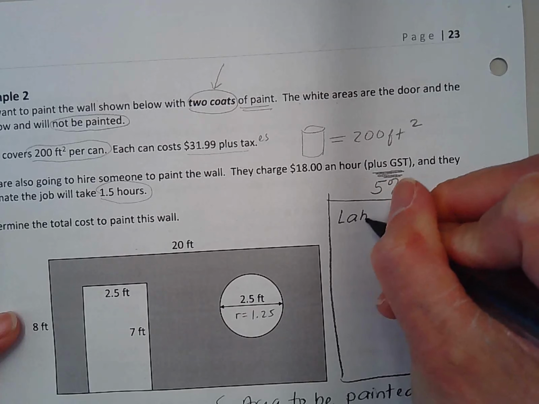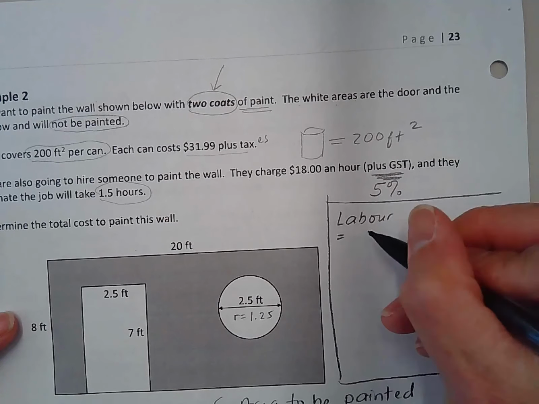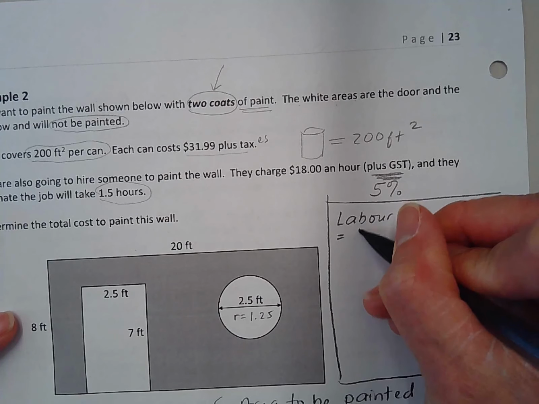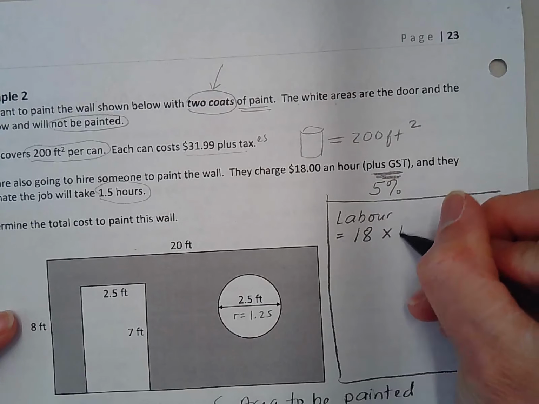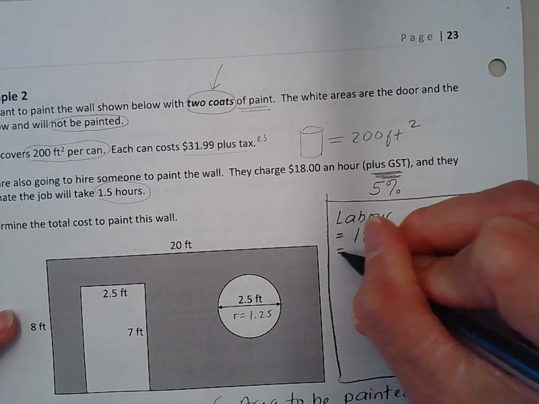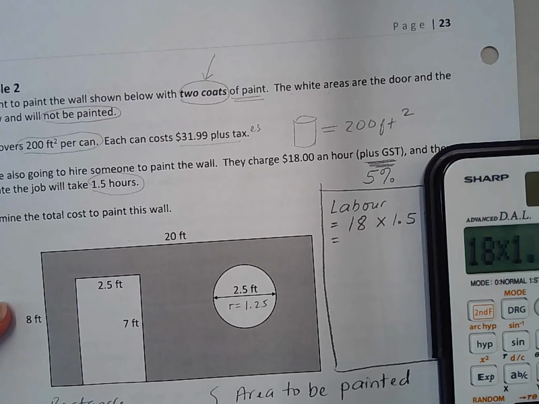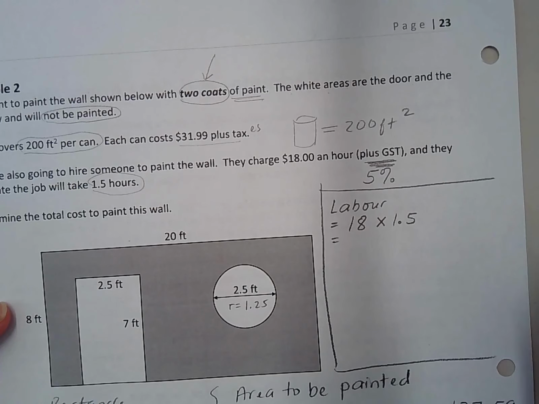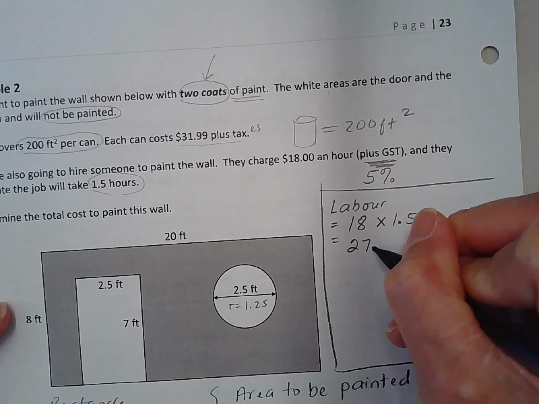Labor. It's going to cost $18 times 1.5 hours. So how much is that? Yeah, 27. $27. Oh, that's cheap labor. $27.